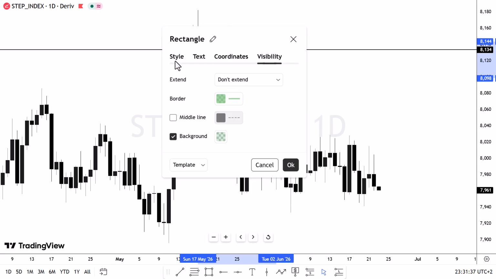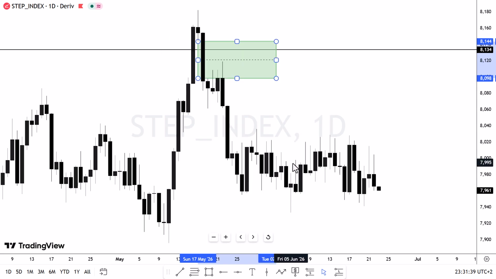So this, let's add a style, the middle line. The middle line here is the consequent encroachment of the inefficiency. Whenever price action does not reach that 50%, it means that price action is bearish. So that is order flow. Order flow is telling me that, hey man, I don't want to go above that 50%. Or this is how I should put it: price action is not allowed to go above the 50%.